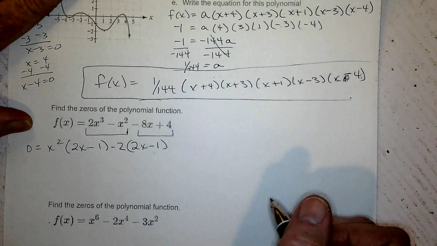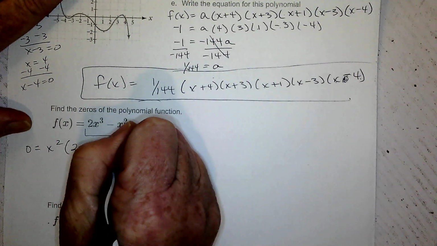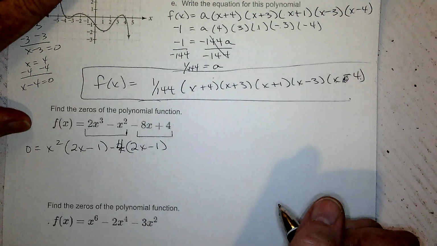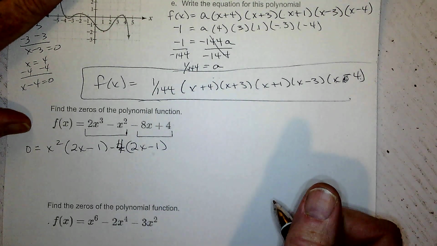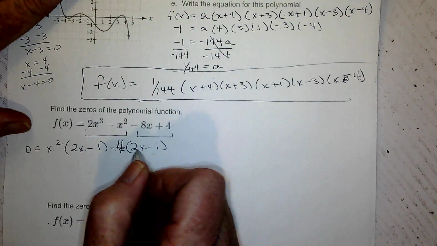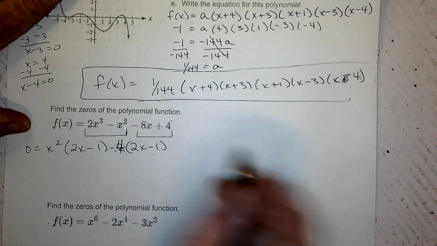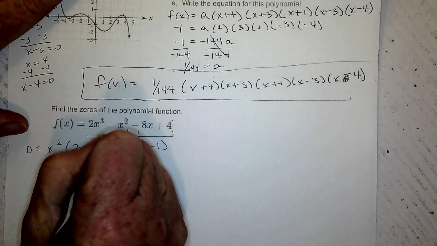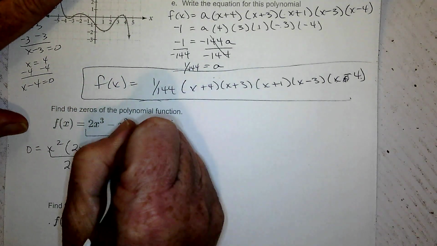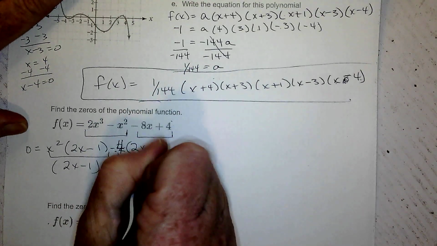No, a negative 4. There we go. Even better. Negative 4. All right, so interesting. Because negative 4 times 2 is negative 8. Negative 4 times negative 1 is positive 4. So let's go ahead and factor out 2x minus 1 from these two terms. And when we do that, we're left with x squared minus 4.